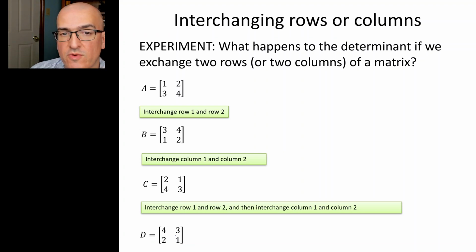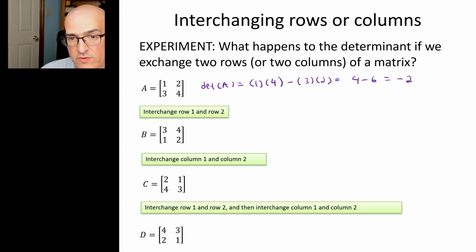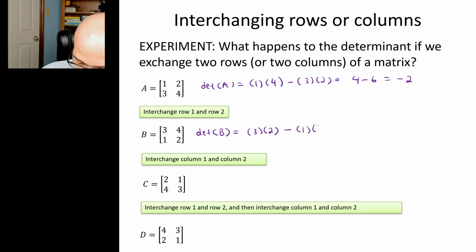is to interchange row 1 and row 2, but let's find the determinant of A first so we have a valid comparison. The determinant of A is down products minus up products: 1 times 4 minus 3 times 2, 4 minus 6, so negative 2. Now let's see what happens if we swap row 1 and row 2. The determinant of B is 3 times 2, down product, minus up product, 1 times 4, 6 minus 4, which is positive 2.